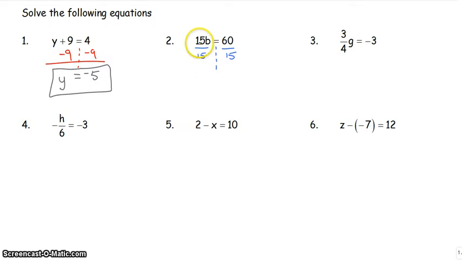15 over 15 is 1b. I don't need the 1. Equals 60 divided by 15. That's 4. I have my answer.